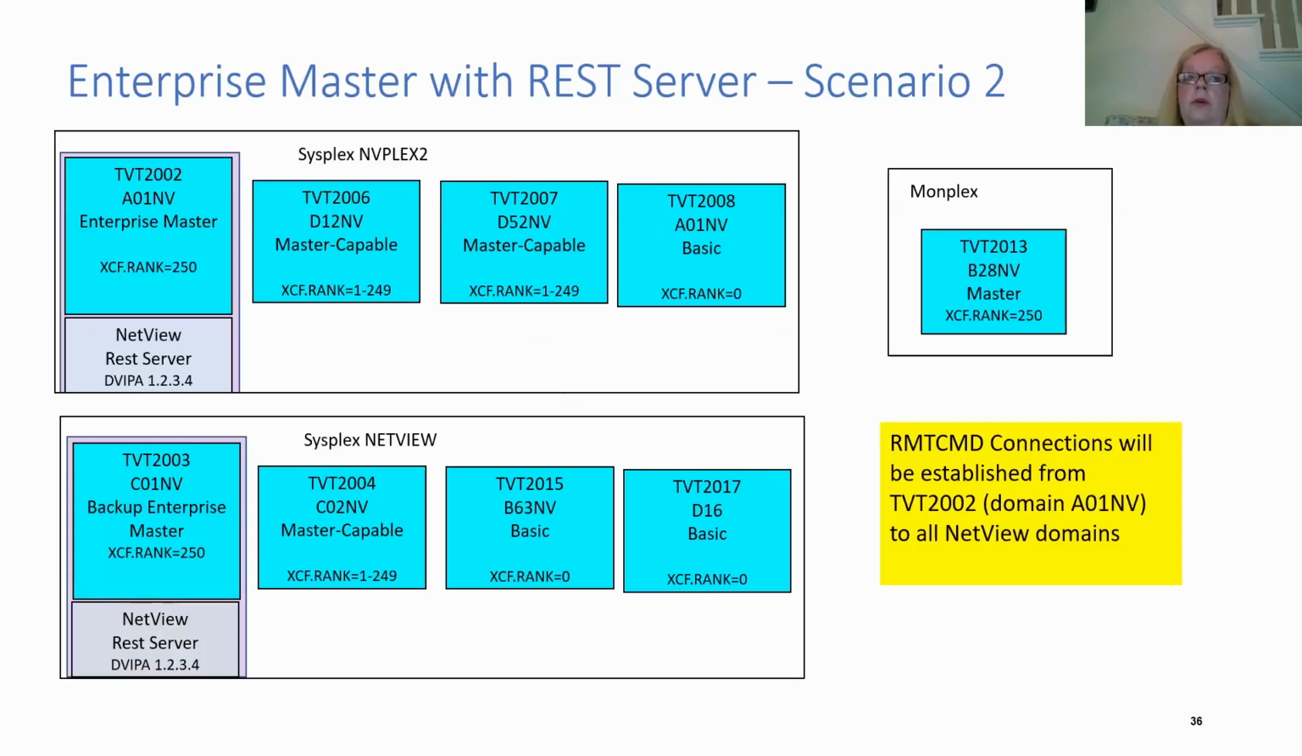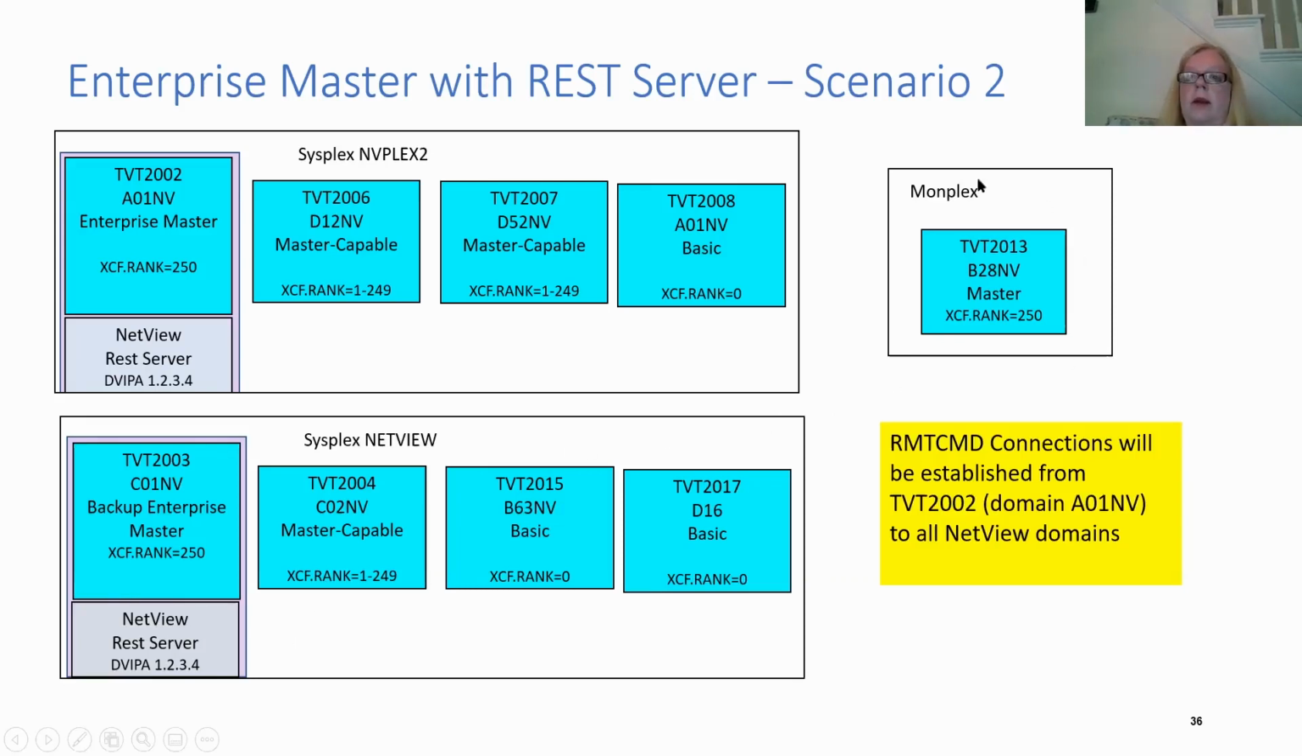And then scenario 2 is if you don't want to have a standalone system out there for your REST server or a NetView, you can actually have an enterprise master NetView program within your sysplex. So in this scenario, you go ahead and you set up your REST server on one system in your sysplex. You can have it fail over to another system in your sysplex if you want to, which you probably will do as well. In addition, you could have it fail over to the other sysplex to take over. So there's different permutations of things you can do. I'm just trying to give you the basics to help you get started here.